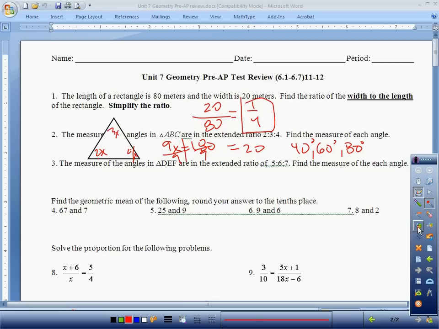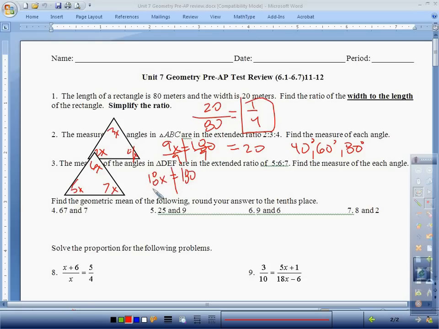Similar situation, number 3. The only difference is the angle relationship has changed. It is now 5, 6 to 7. Again, I don't know the measure, so I'll use the unknown value of x. 5, 6, and 7 is going to be 18x, and that totals 180 degrees in the interior of any triangle.